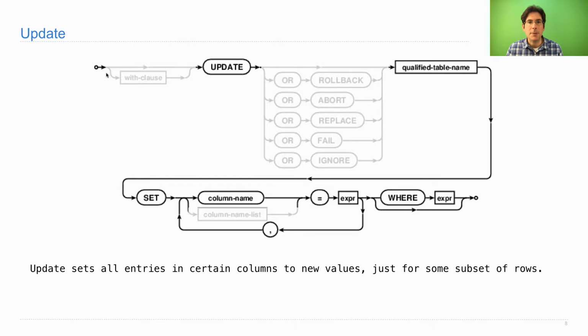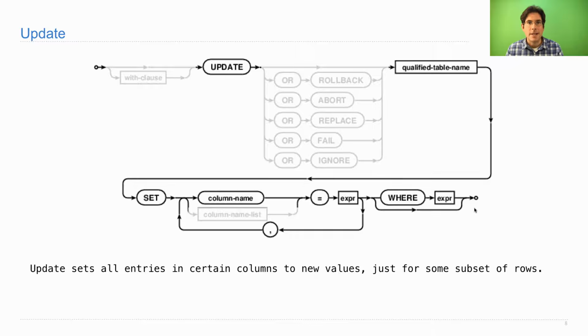It's also possible to update the contents of existing rows. You write update, a table name, set, which column names you're going to change, followed by an equal sign, and the expression that computes the new value for what you're going to put in that column. Now you may not want to update all rows in a table, but only a subset, and so you can include a where clause in order to say which rows you want to change.